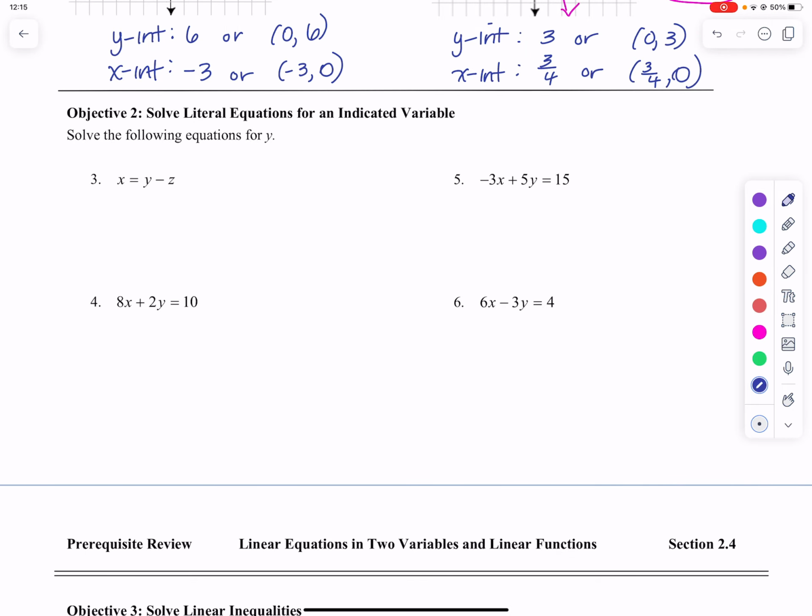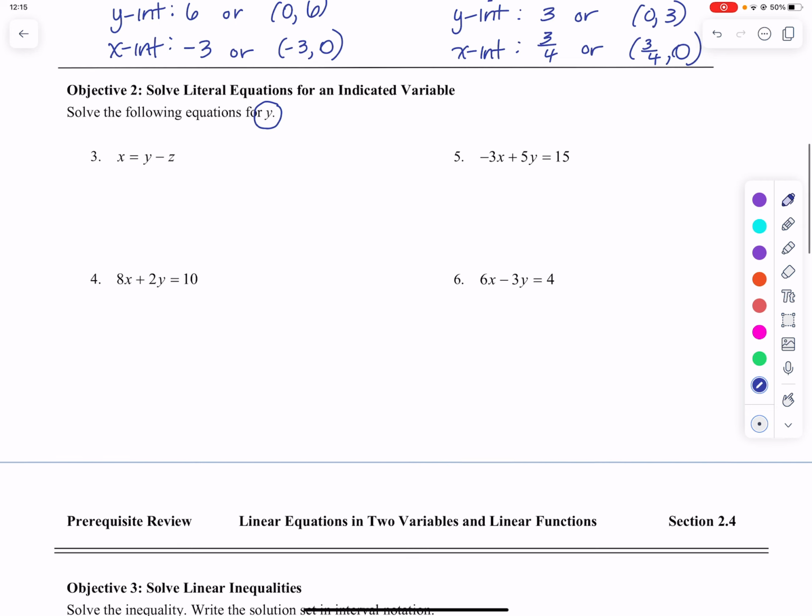Okay, now let's go ahead and take a look at these literal equations. And actually, we are going to solve all of these equations for y. So if you like, we go ahead and add z to both sides. And then, of course, we have y equals x plus z. And we can turn that around so that y is on the left side.